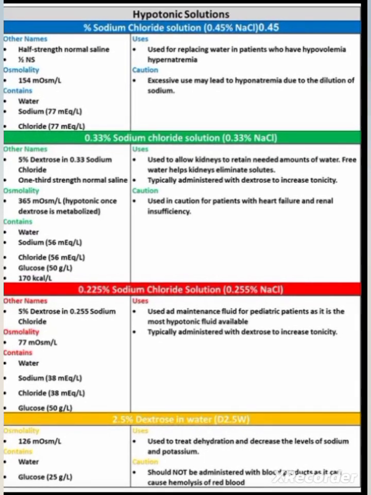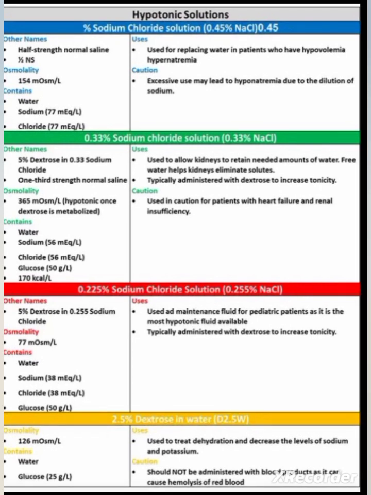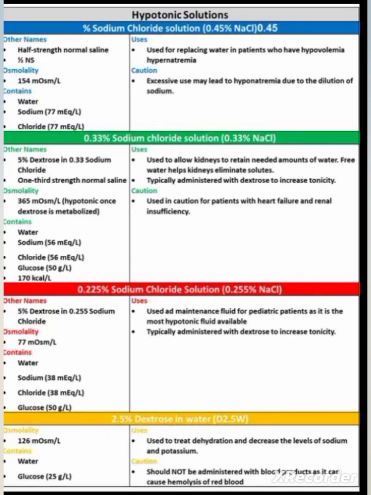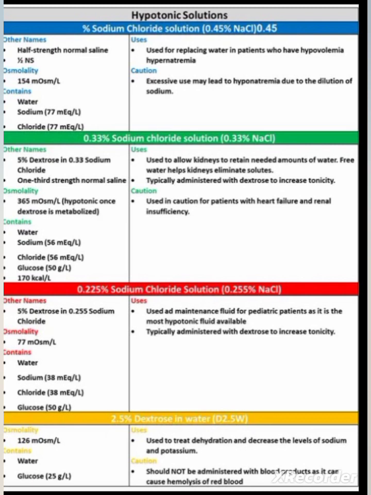The first hypotonic solution is 0.45% sodium chloride, otherwise known as half NS. The osmolality is 154 milliosmoles per liter. The main contents are water, sodium, and chloride. Sodium is 77 mEq per liter, chloride also 77 mEq per liter.